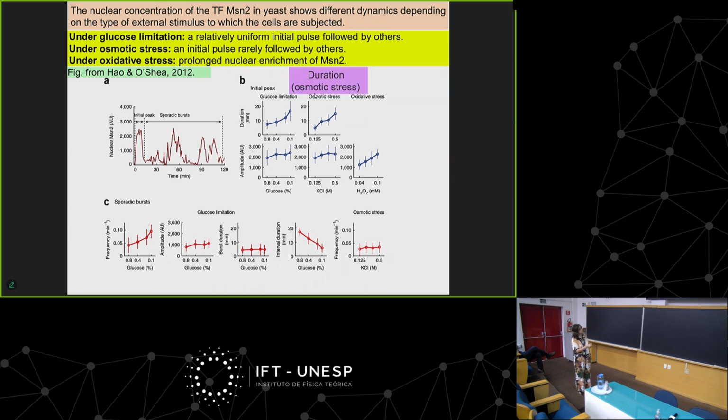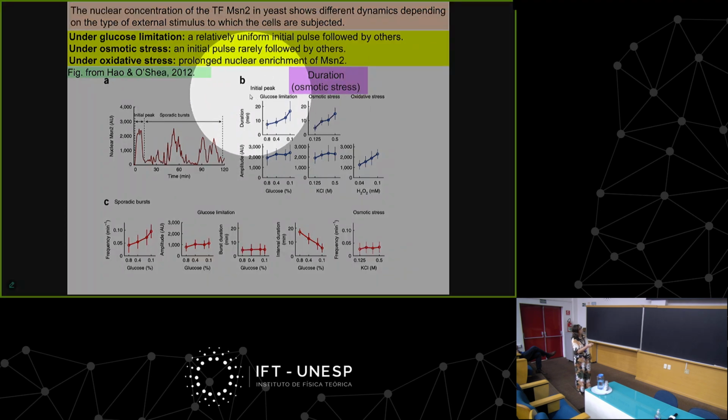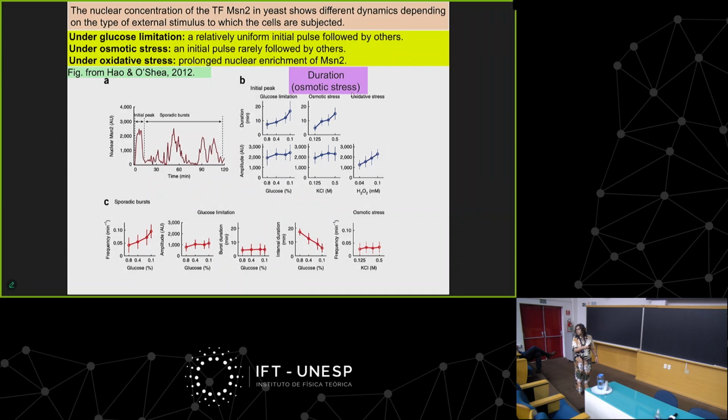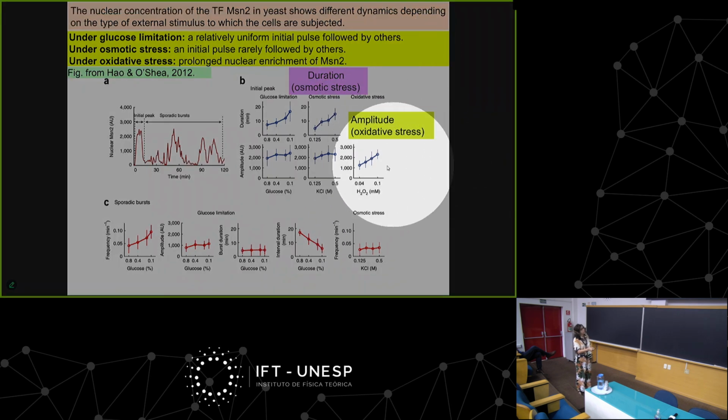For example, in the case of osmotic stress, what they saw was that the duration of that pulse, as a function of the level of the stress, was an increasing function. So you're encoding the level of stress into the duration of the increment of the transcription factor in the nucleus. In the case of oxidative stress, it's the amplitude, the concentration of the transcription factor in the nucleus, that's the increasing function of the level of stress.